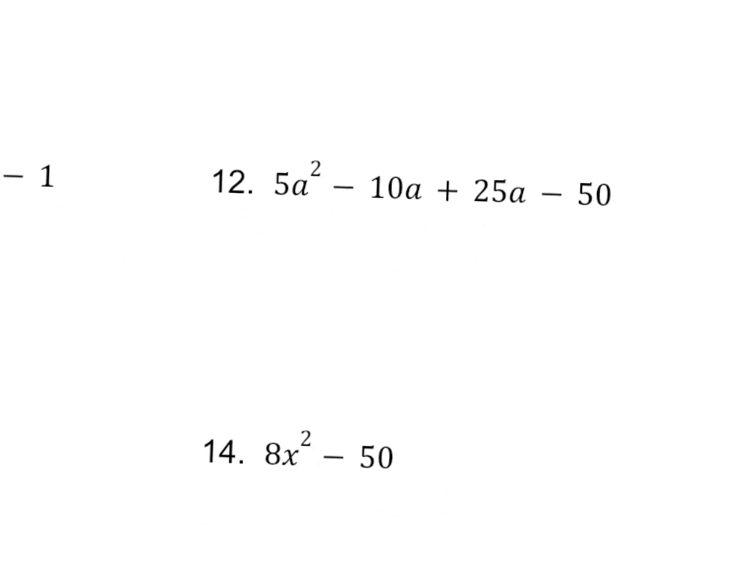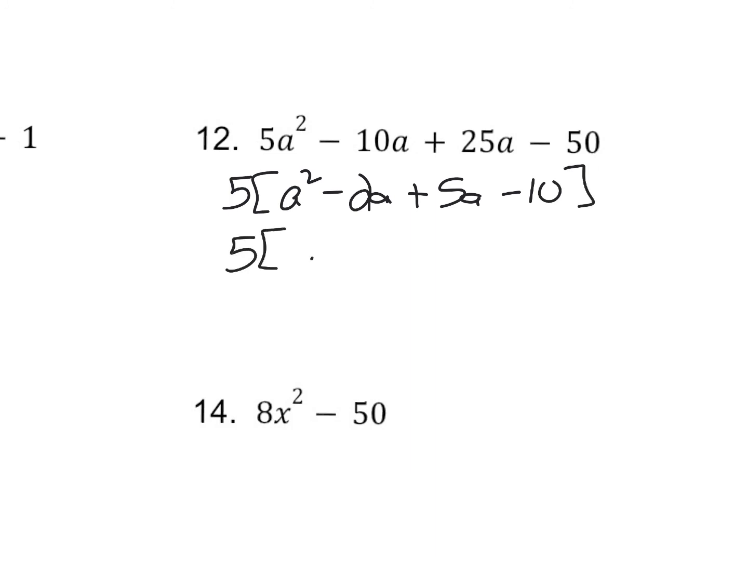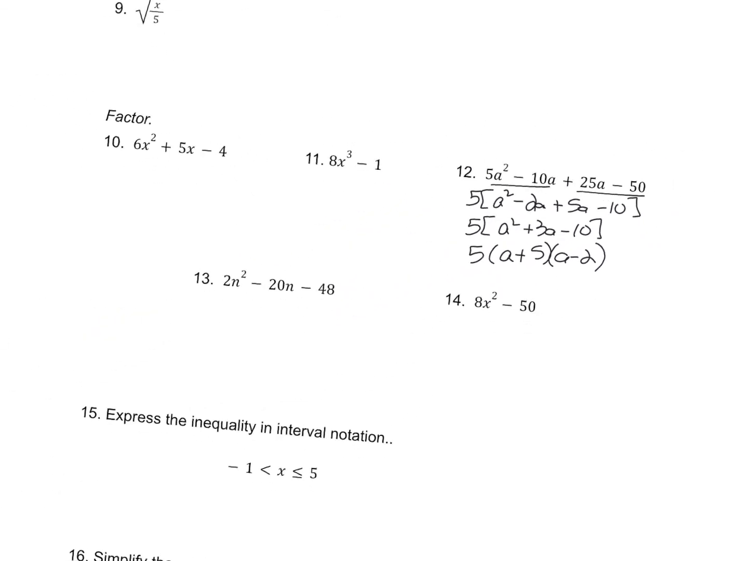Number 12, factor by grouping. Lots of ways you can do this one. I did factor by grouping in class today, so I'm going to go the other way. I'm going to take out a 5. You got to take out the GCF. If I take out a 5, that becomes 1a squared, 5a, and 10. And what I notice is you can group the two terms in the middle, make that a 3a and a minus 10. And now you can just factor, make it like a plus 5, a minus 2. And that's one way to go. The other way is do by grouping, which I showed you in class today. So whichever way you want to go is fine with that one.